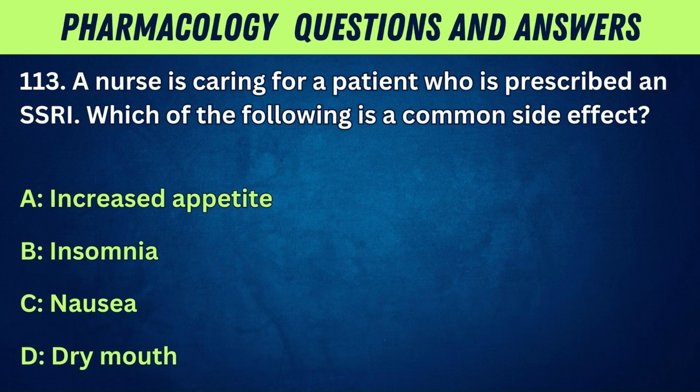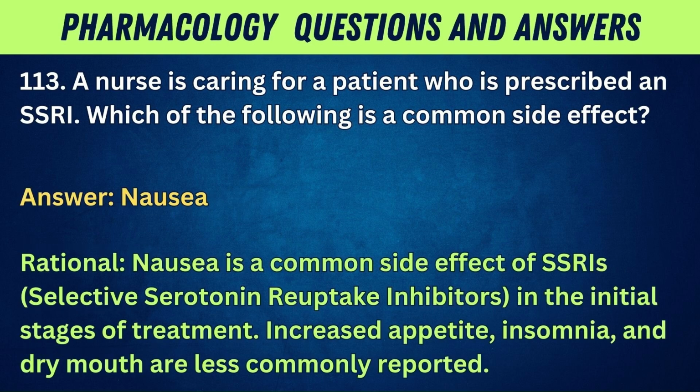113. A nurse is caring for a patient who is prescribed an SSRI. Which of the following is a common side effect? A. Increased appetite. B. Insomnia. C. Nausea. D. Dry mouth. Answer: nausea. Rationale: nausea is a common side effect of SSRIs, selective serotonin reuptake inhibitors, in the initial stages of treatment. Increased appetite, insomnia, and dry mouth are less commonly reported.